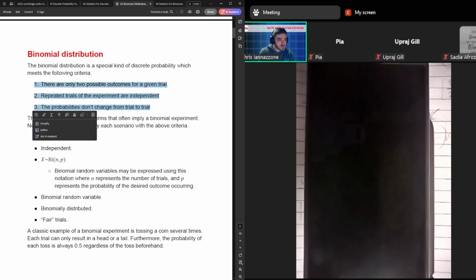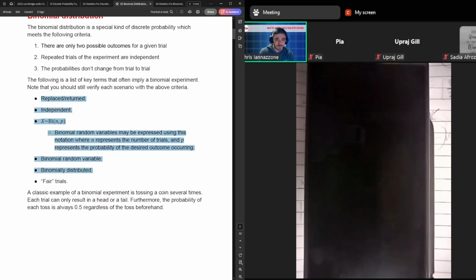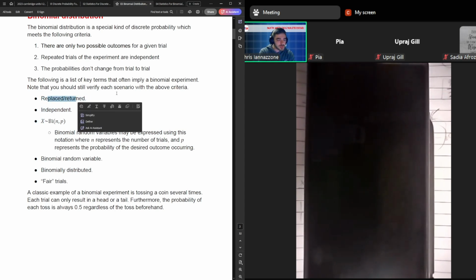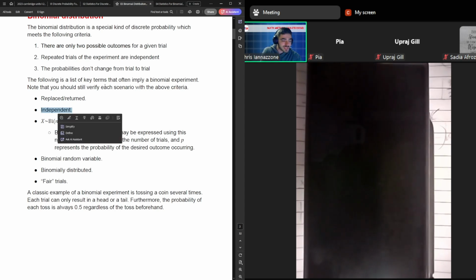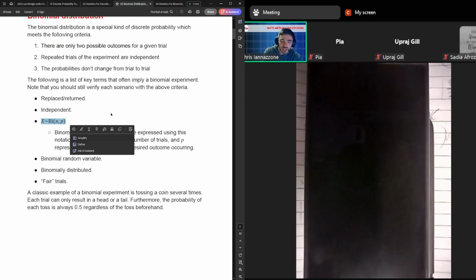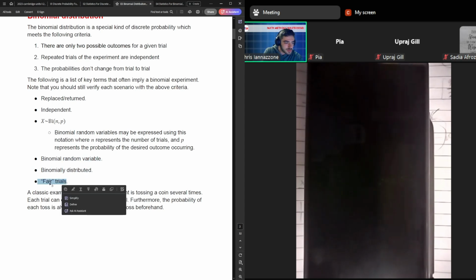Now, that can be a bit to remember. As far as some keywords to look at for whether you have a binomial thing or not, anything where you have something like with replacement or things are being returned is usually going to be binomial, because the probabilities aren't changing, because the sample size isn't changing from trial to trial. If it literally says independent, probably binomial. If you see this, definitely binomial. That is the syntax for a binomial experiment. It could literally tell you it's binomial, or even this idea of a fair trial, likely to be binomial, because it's talking about coin tosses a lot of the time.